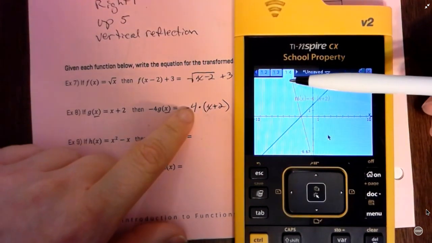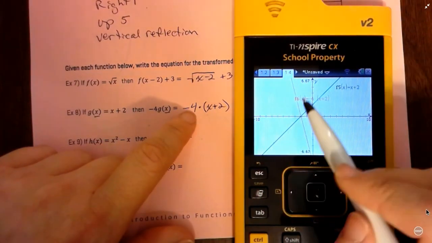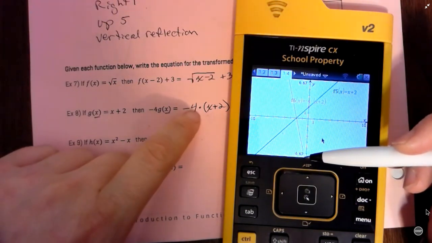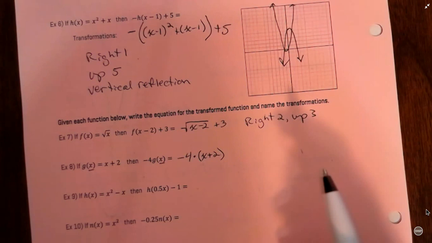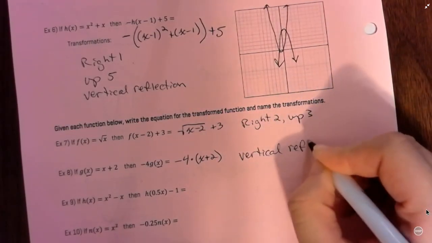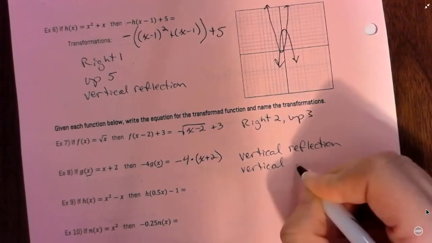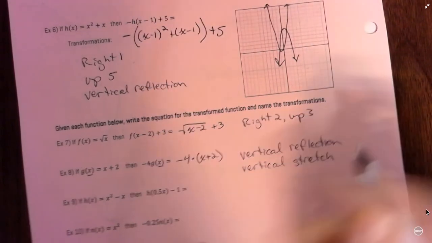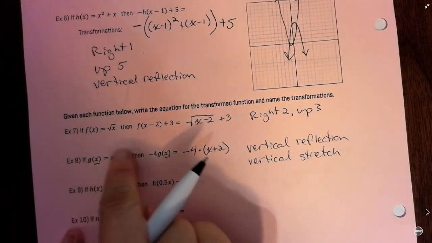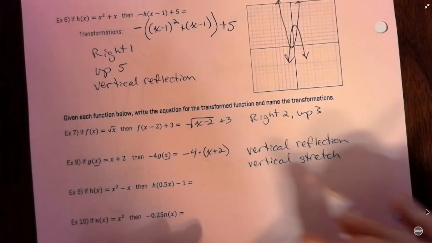And you can see it is reflected, so it's going the other direction now. Instead of being positive slope, it's a negative slope. So it's a lot steeper, so that's a vertical stretch. So we have a vertical reflection and a vertical stretch. Notice I didn't say anything about the plus 2. That's because it was part of the original function. So when you compare this one with that one, they both have the plus 2, so you don't have to worry about that as a transformation.